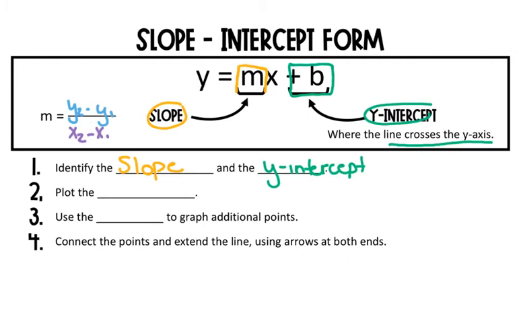Then our next step is to plot the y-intercept. Step 3 is use the slope to graph additional points. Connect the points and extend the line using arrows both ways. Okay, that's important. We want to connect and extend. A lot of times we tend to just stop when the points are connected, and then remember to put arrows on both ends. Make sure you have all these steps written down.